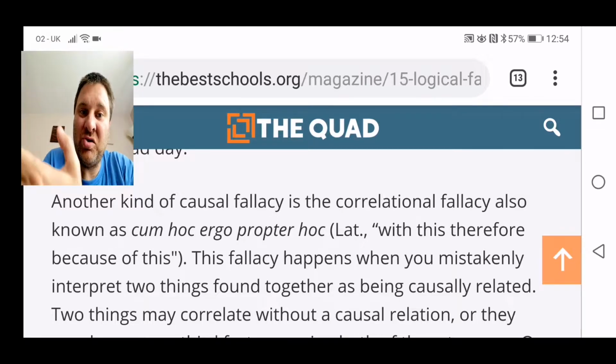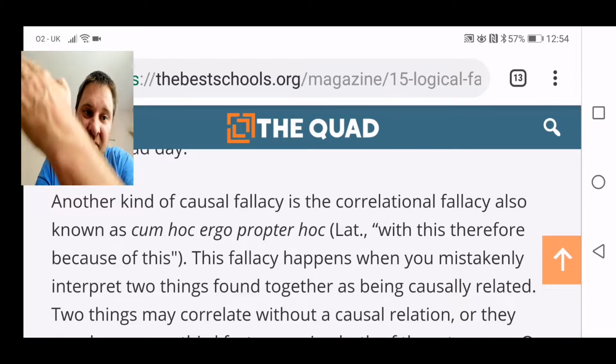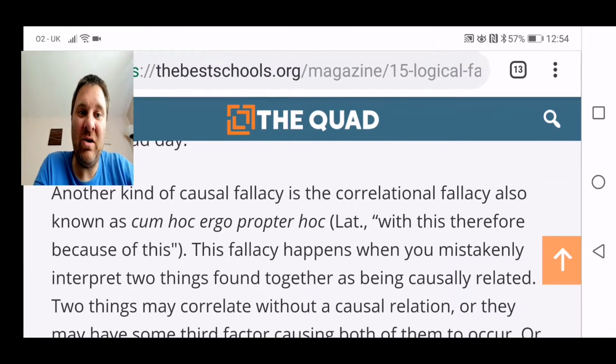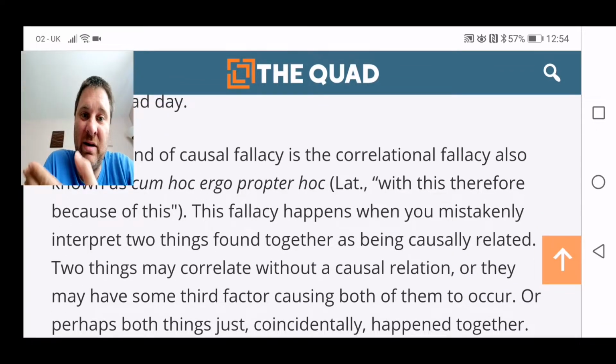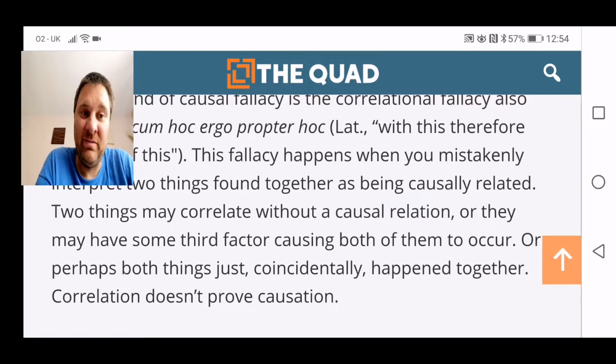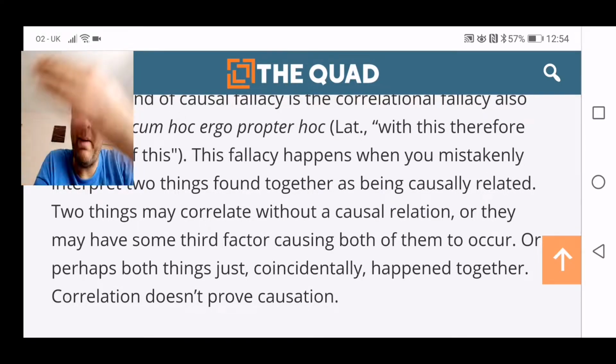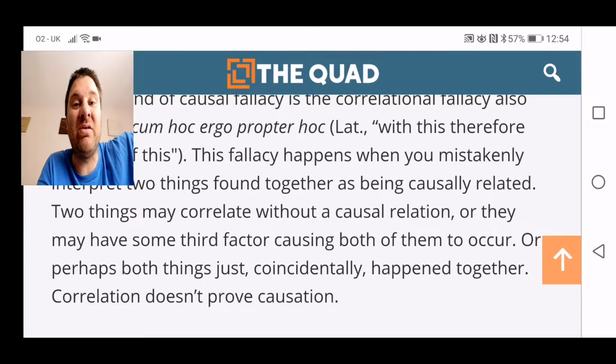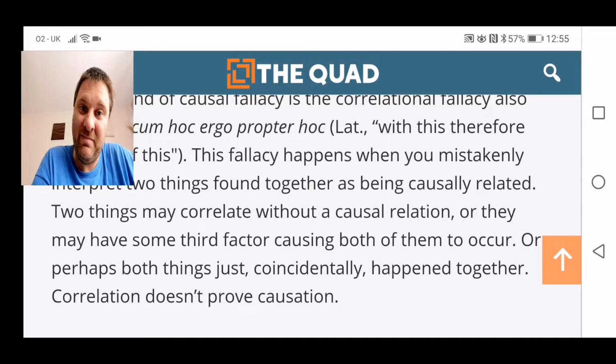Just because two things are found to happen at the same time together doesn't mean that they're related. They may correlate without a causal relation, like it says, you know what I mean? There may be some other factor that causes both of them to occur. Or maybe they're just coincidental, and they just happen to be there at the same time. There may not be anything between them, which more than likely isn't. But just because the moon is in the sky and there's a high tide doesn't mean to say the moon is causing the high tide. That's a fallacy.